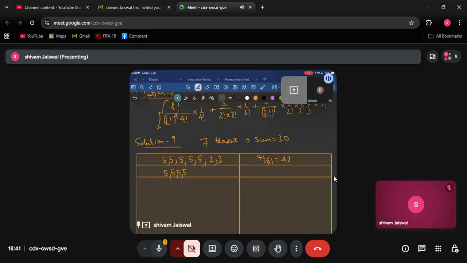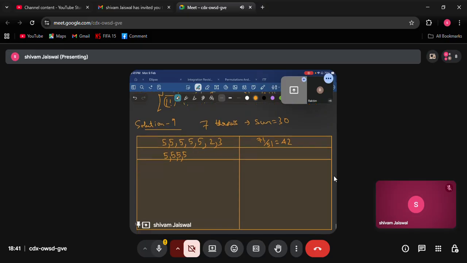I have started with the maximum one. 4 5s, 20 is done. Now in 3 throws you need to get 20. It can be 4 4 2. Tell me. Yes, tell me.